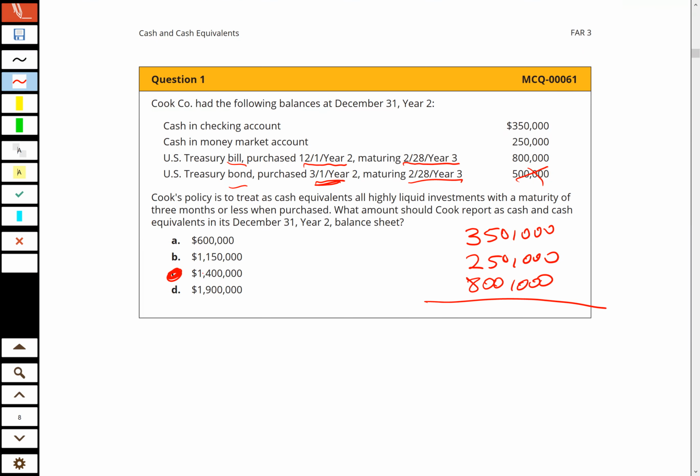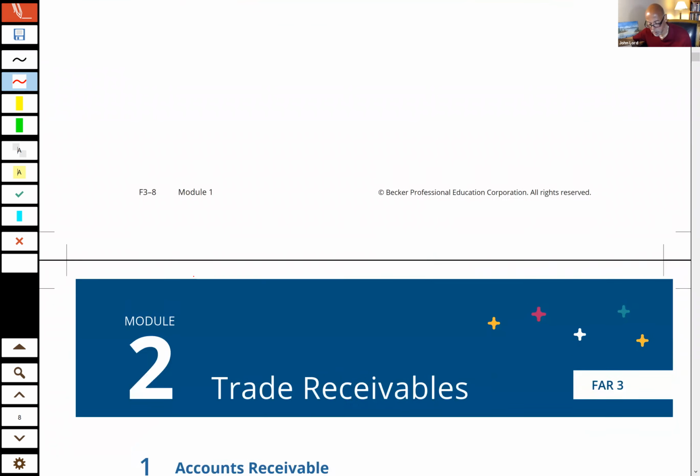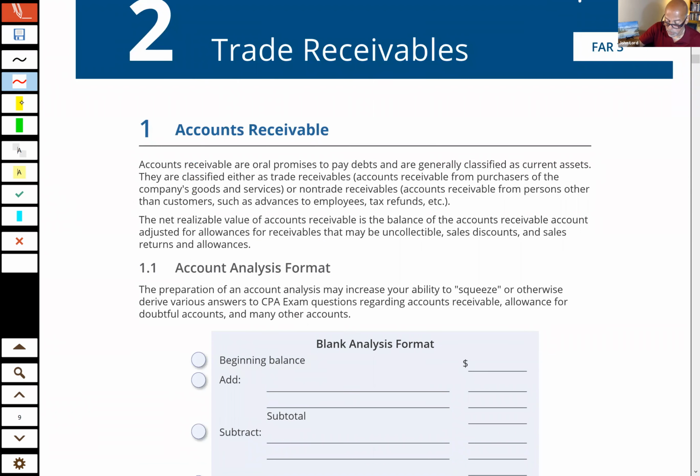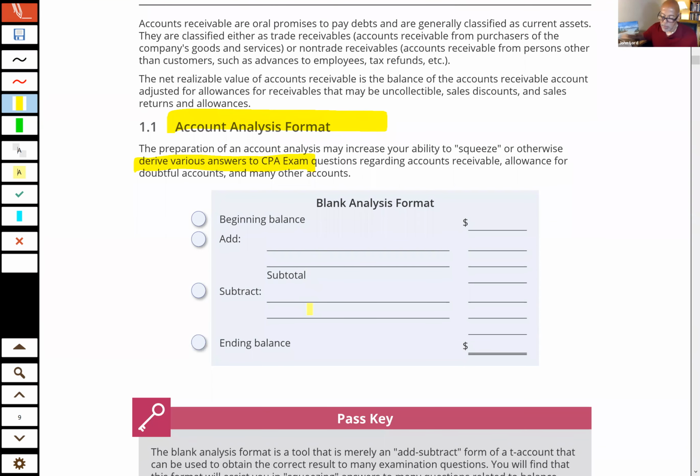Okay, good. Let's take a look at receivables. Now, again, as I told you, accounts receivable and the related allowance, which is where we're going to spend most of our time, is heavily tested on the CPA exam. We talk about it here as it relates to accounts receivable because they may be asking us to figure out the accounts receivable. I have some students that say, oh, I'm just going to use T accounts for this. Not on the CPA exam.